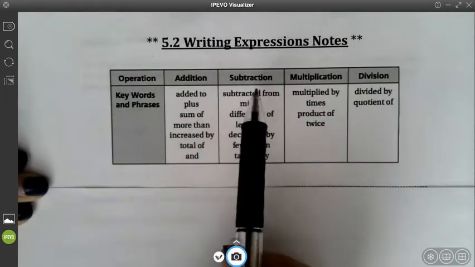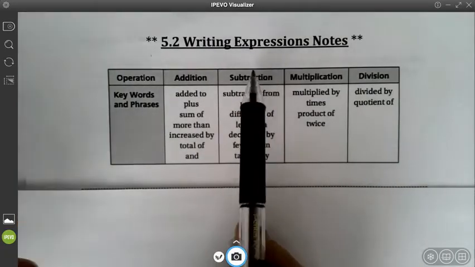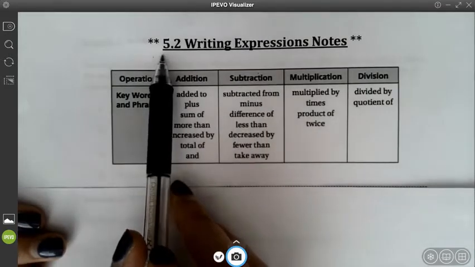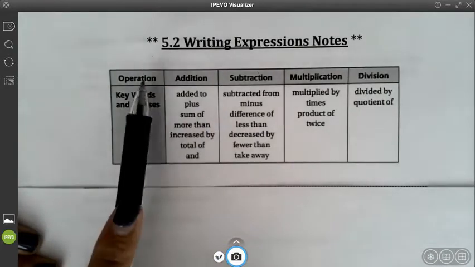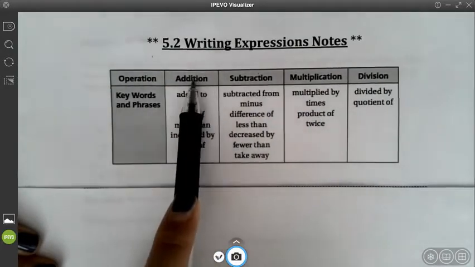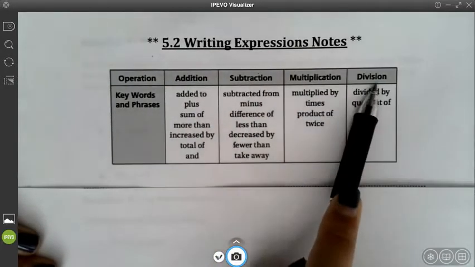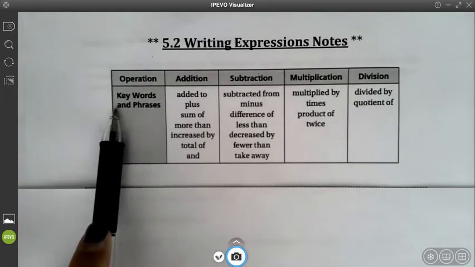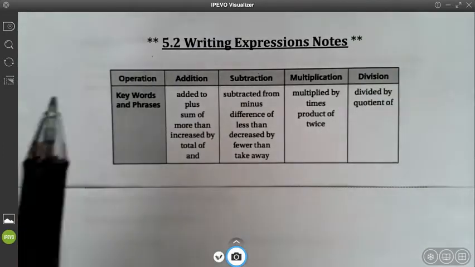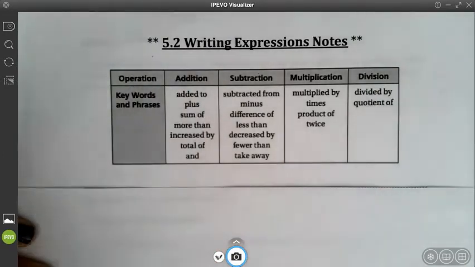Hi. Today we are going to be talking about writing expressions, which is section 5.2. You have a chart here with the four different operations: addition, subtraction, multiplication, and division, and some keywords or phrases that would represent those operations. So take a moment, pause the video to read through some of these.